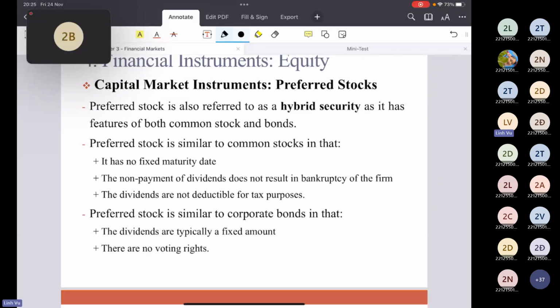Yeah, so no fixed maturity date, non-payment of dividend does not result in bankruptcy, and not deductible for tax purposes. So these are the features shared by both preferred stock and common stock. And yeah, a fixed amount of dividend payment and no voting right are the similarities between the preferred stock and corporate bonds. So please remember this, okay?